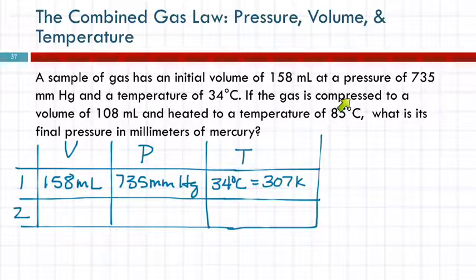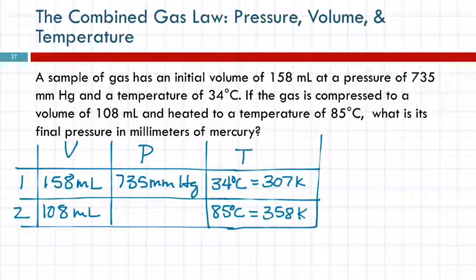Blah, blah, blah. If it's compressed, so there's the wording about something changing. Volume of 108. Okay, so put that in the volume, 108 milliliters. And heated to a temperature of, so skip the pressure, 85 degrees Celsius. Got to convert that to Kelvin, so 85 plus 273, 358. What's the pressure? Oh, well, that's convenient. We have a blank in the pressure column. Let's call that pressure two. Okay.